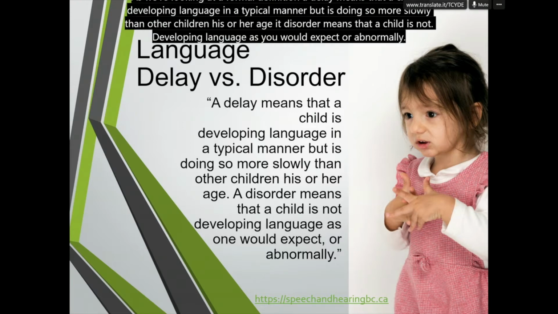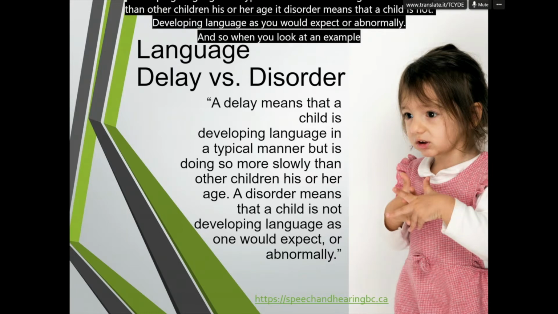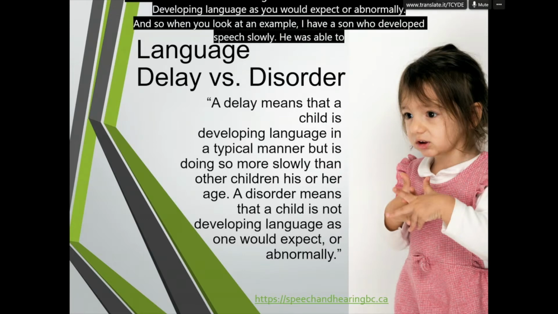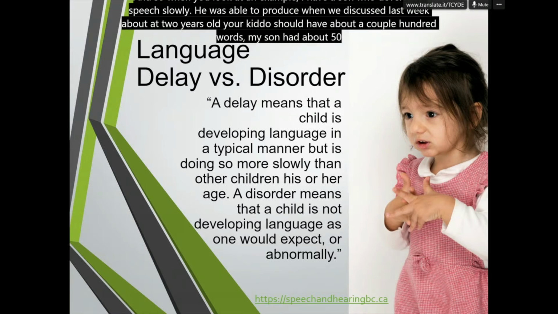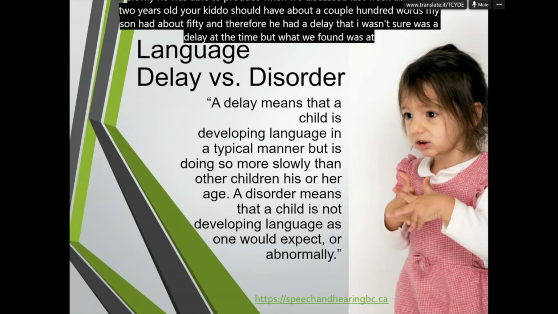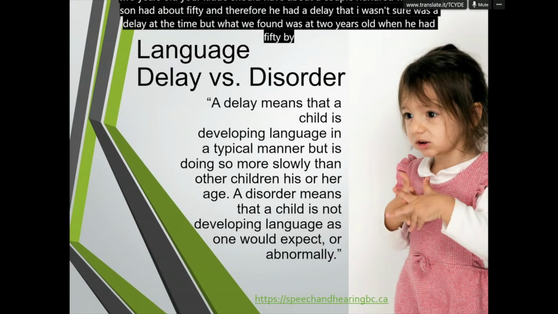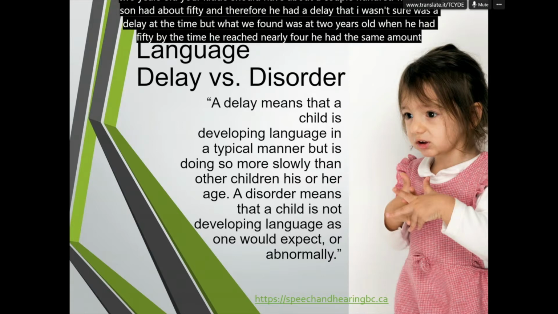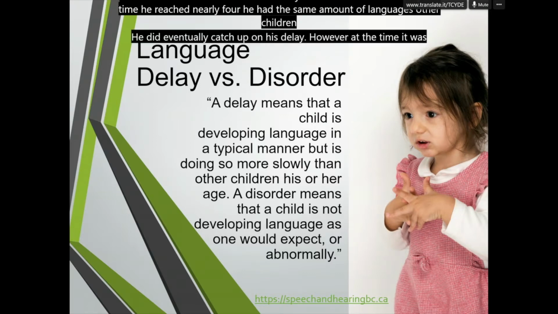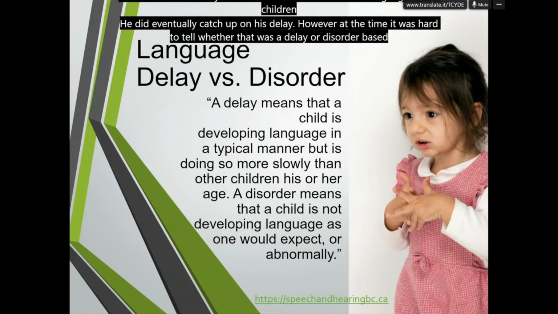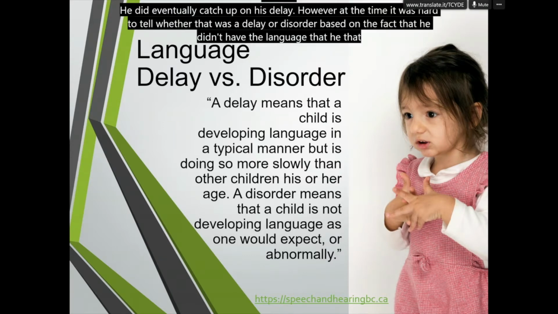And so when you look at an example, I have a son who developed speech slowly. When we discussed last week, at 2 years old, your kiddo should have about a couple hundred words. My son had about 50. And therefore, he had a delay that I wasn't sure was a delay at the time. But what we found was at 2 years old, when he had 50, by the time he reached nearly 4, he had the same amount of language as other children. He did eventually catch up on his delay. However, at the time, it was hard to tell whether that was a delay or a disorder based on the fact that he didn't have the language that other kids his age did.